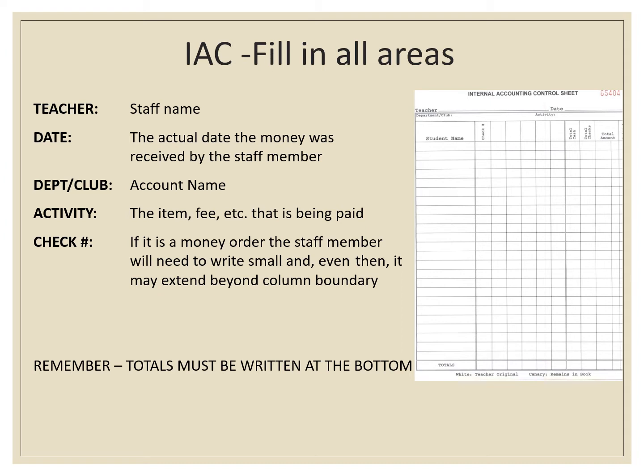If the student is paying with cash, the amount will be listed in total cash. If the student is paying with a check, the check number would go under check number, and then the amount would go under total checks. If it is a money order, please remember you will need to write small and even then it may extend beyond the column boundaries. And then the amount would go under total checks. One IAC sheet per day. Remember, totals must be written at the bottom.